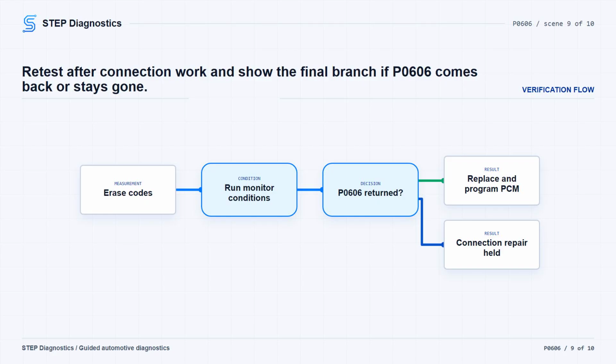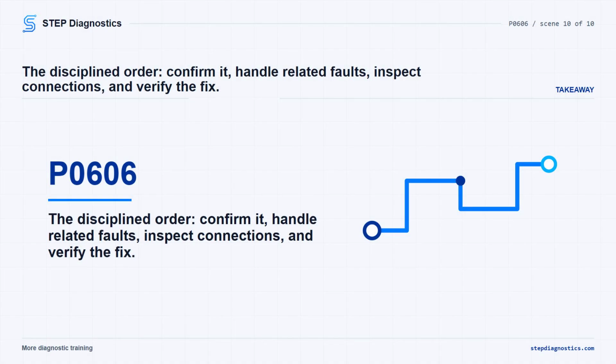If the code does not return, the fault path points back to the poor connection you repaired, and you still finish with verification. Keep the verification separate from the testing. Once the repair direction is complete, verify the repair and confirm the code stays gone.